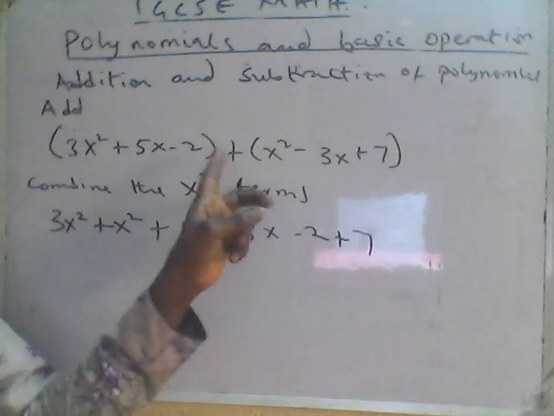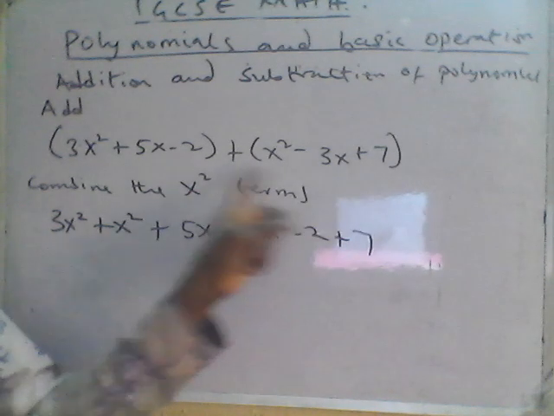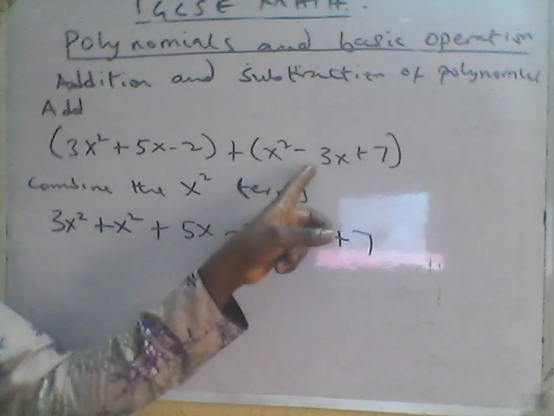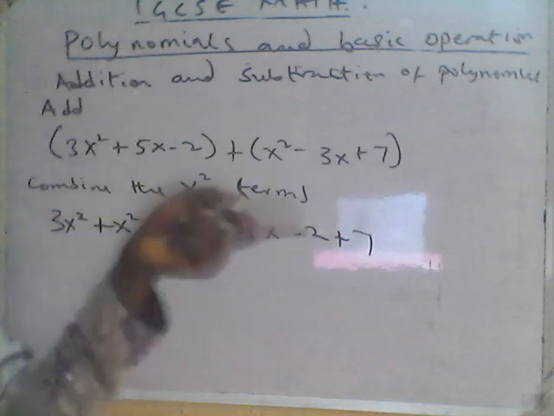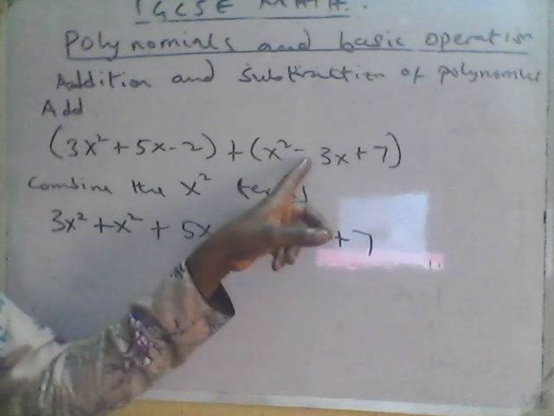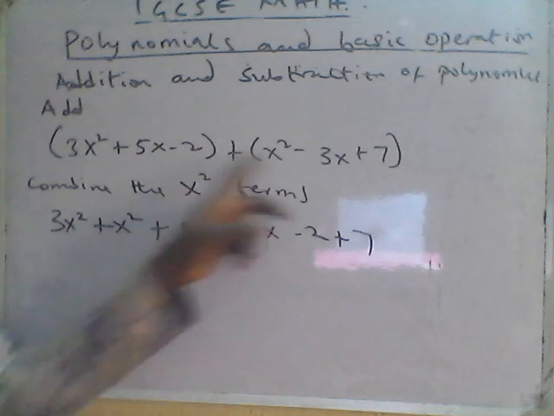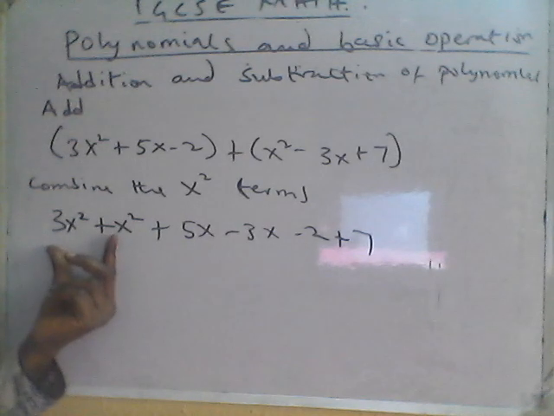If, for instance, the operation here is minus, when this bracket sign is opened, every operation inside here inverts. So if there was a minus here, this will become plus, and this will become minus. But because we have plus, everything is just normal. Okay, so I'm combining all the x squared terms, that's collecting like terms.